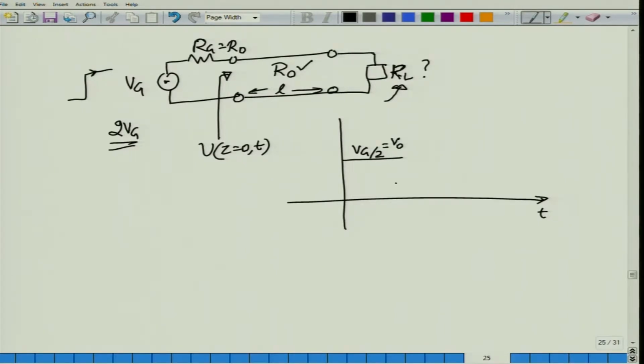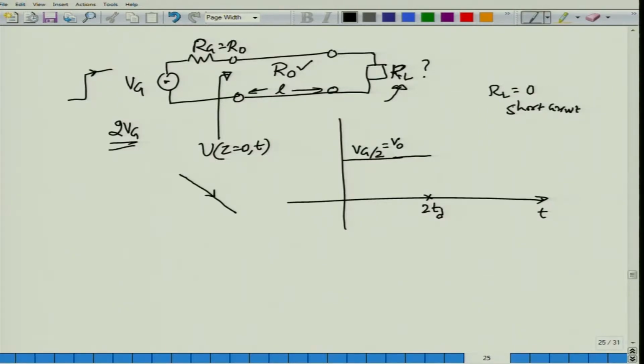So, this is launched. And when will you see a change in this voltage? The change will happen at 2 TD, right. So, at 2 TD there should be a change happening. Suppose RL is equal to 0, that is short circuit. What would be the meaning of a short circuit?